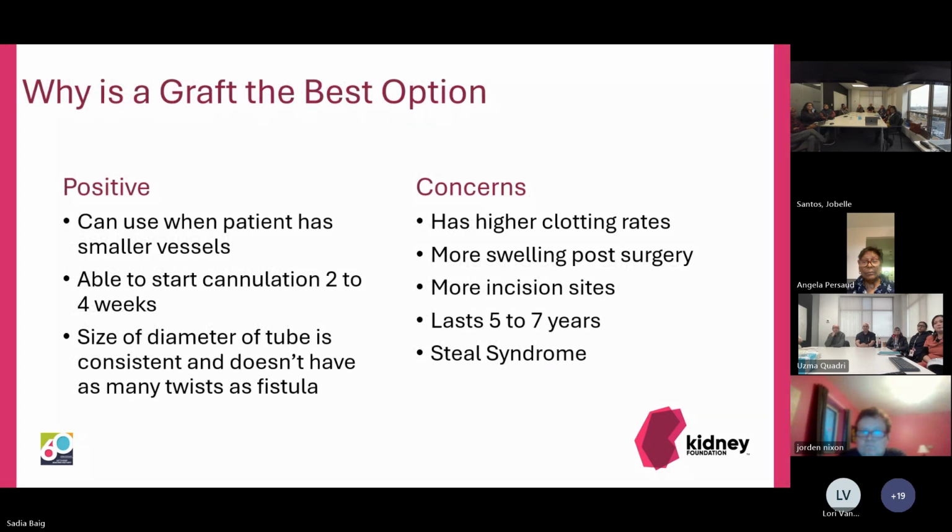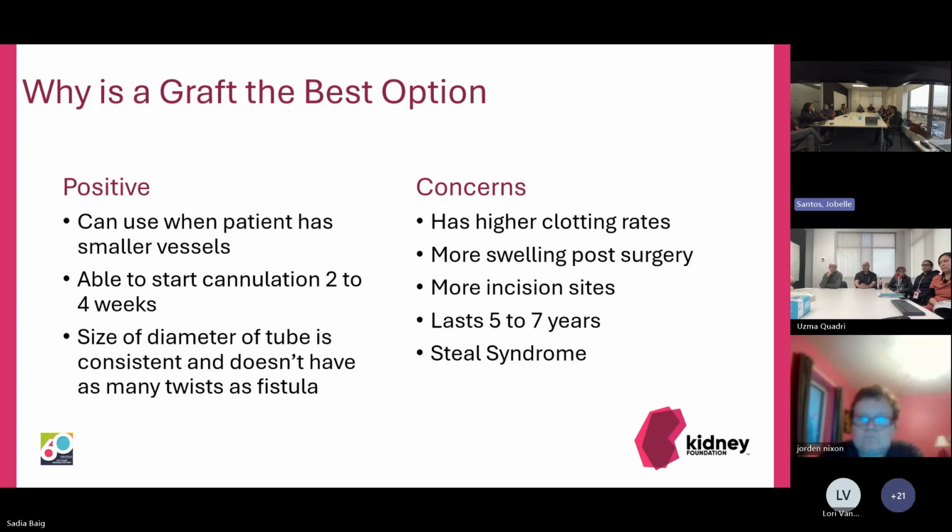Next slide, please. So why would I choose a graft over a fistula when the fistula is natural and all that? It's the vessel size. If we don't have the right vessel size, we can create a graft, which is better than a central line. The other good thing about a graft is we can actually use it sooner. We can use it in 2 to 4 weeks. And the size of the graft tube is already set. It's 7 millimeters, most of them, so we're not worried about it getting large. It's already there, it's set, and we can use it, okay?